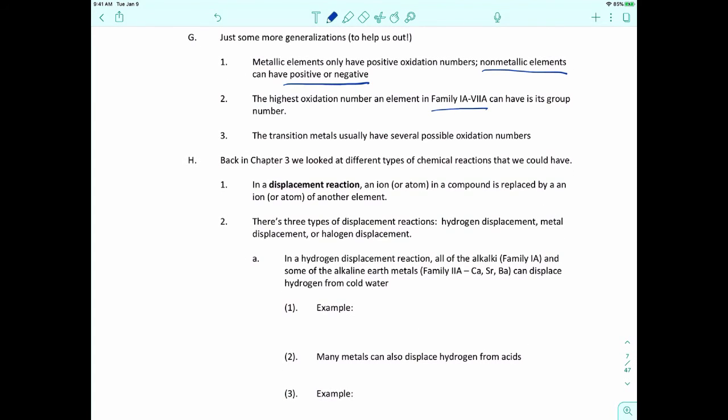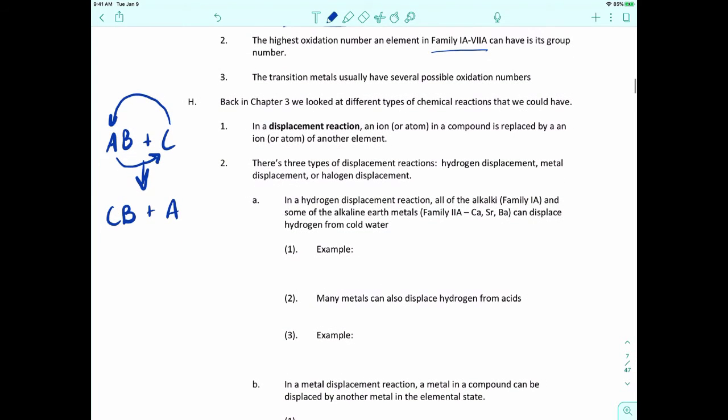Okay. So last topic we have to talk about before we leave redox reactions behind. In a displacement reaction, we talked about if we have something like this, let's say you have compound AB and you're going to react that with element C. In order for that to happen, C has to displace A, and then A goes off by itself. So that way you get compound CB and element A by itself. Okay. So that's a displacement reaction.